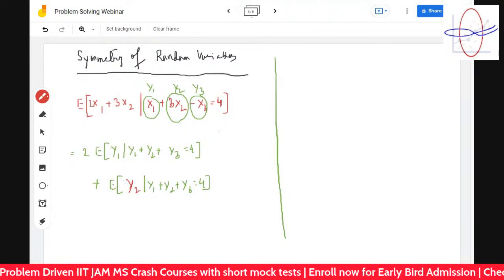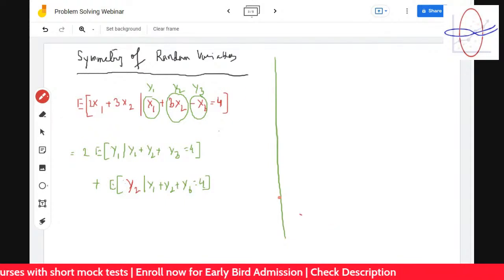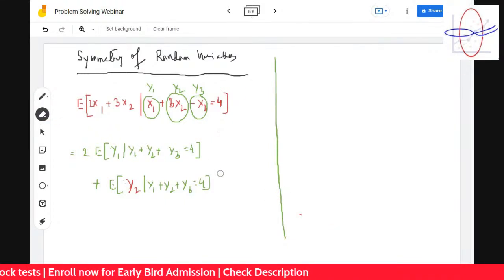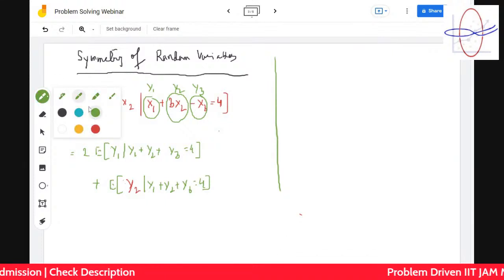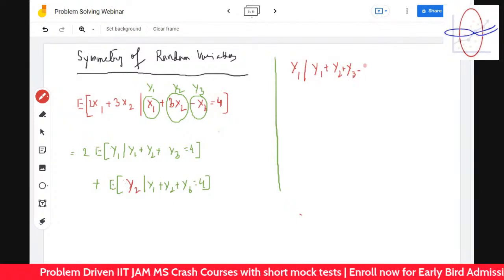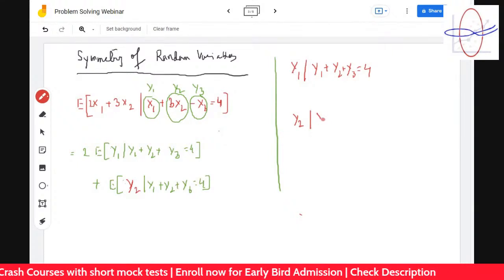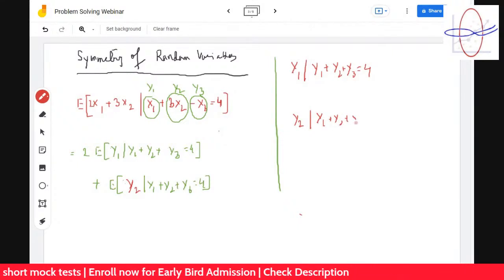So one way to do that is, let's understand the behavior of this. So these are random variables, right? We can write that y1 given y1 plus y2 plus y3 is equal to 4. This is one random variable. The other random variable is y2 given y1 plus y2 plus y3 is equal to 4. This is another random variable.